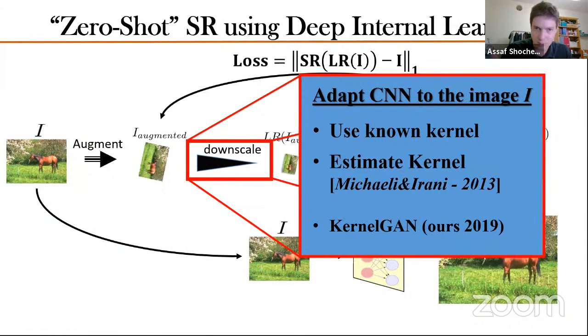I don't write to them or anything, because I find it a weird thing to write to someone: you know, this figure you have in your paper is not right, or something like this. But you should be aware that ZSSR is not a blind super resolution method. It's a super resolution method that is adaptive to the downscaling process, but the downscaling process needs to be estimated separately.